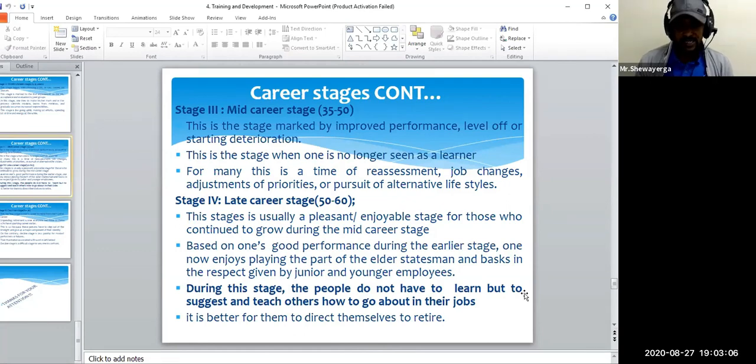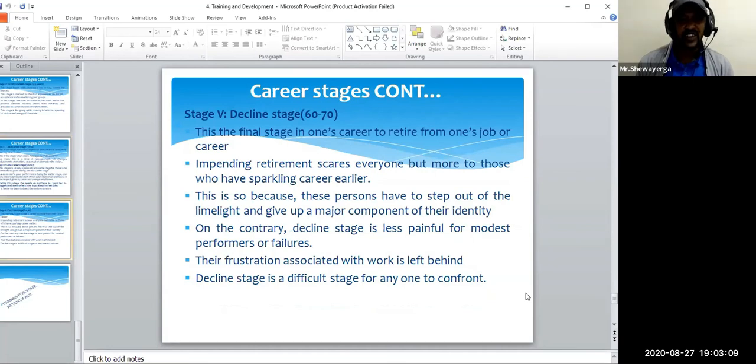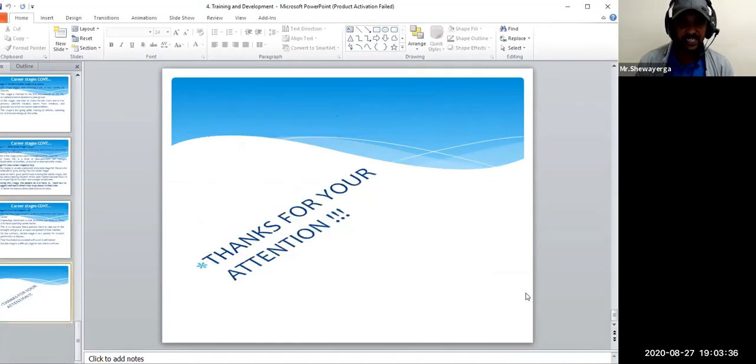Then the next stage is stage 5, the decline stage. This is the final stage in one's career, to retire from one job or career. Impending retirement. In our country context, retirement is at 60 or 65, so people stop the race and settle toward slowing down. That stage is known as the decline stage.